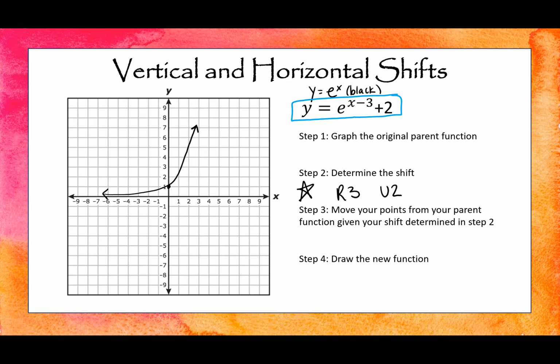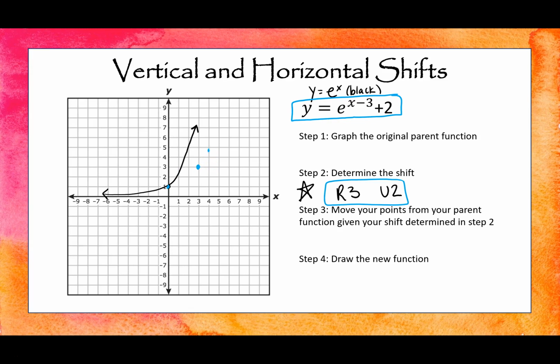So I'm going to take that and I'm going to go right 3, up 2. So I'm going to take this point right here and I'm going to go right 3, 1, 2, 3, and then I'm going to go up 2. There I am. Okay, now I did have another point. Remember, it was that 1, 2.7 right there. So I'm going to take that and go right 3, 1, 2, 3, and I'm going to go up 2.